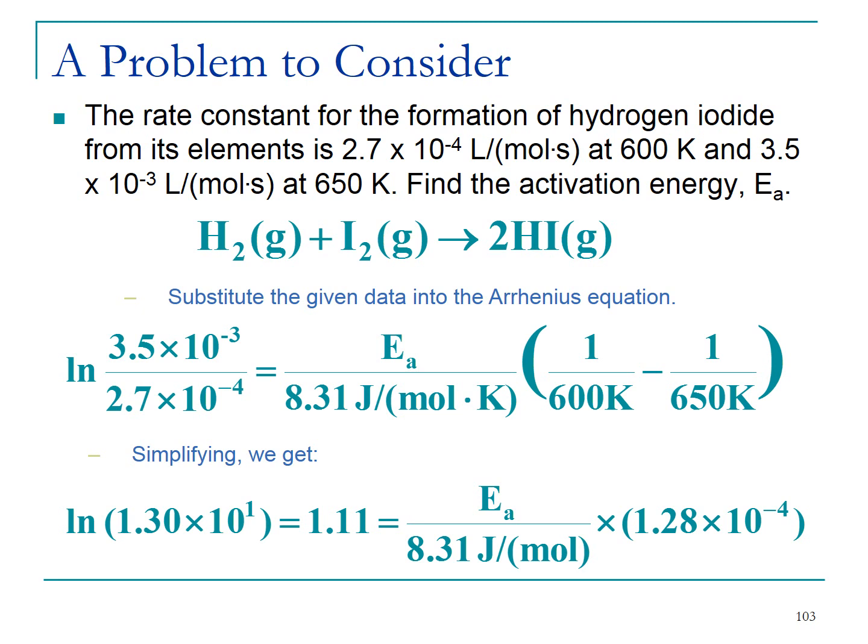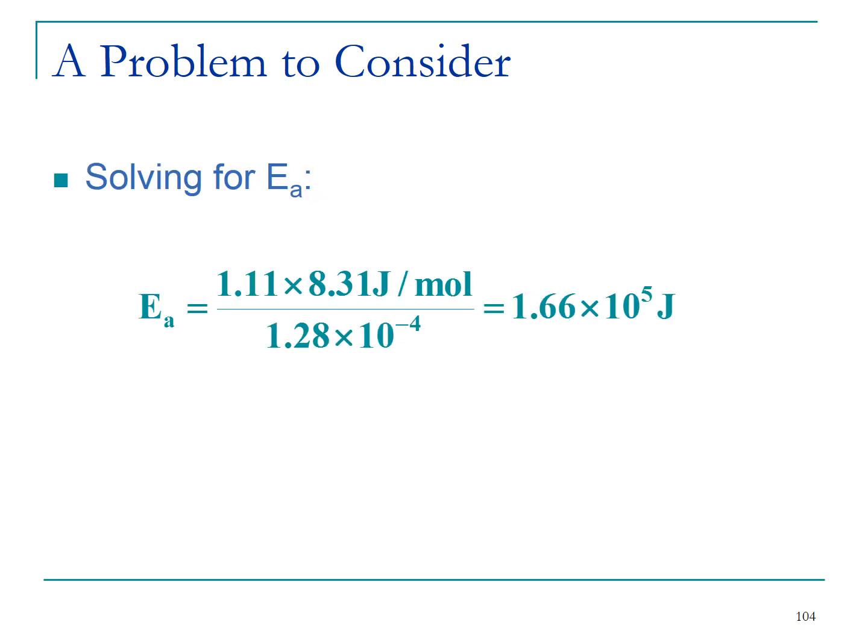And this time we're using the constant 8.31 in terms of joules per mole Kelvin rather than the gas law constant 0.0821 liter atmospheres per mole Kelvin, because we want to know joules of energy. So this is just the other term that we use if we want joules. And then we have the 1 over T1 minus 1 over T2. If you take the natural log of that ratio, it equals 1.11, and then multiply by the 8.31, divide by the 1.28 times 10 to the minus fourth, and we'll find the activation energy is 1.66 times 10 to the fifth.